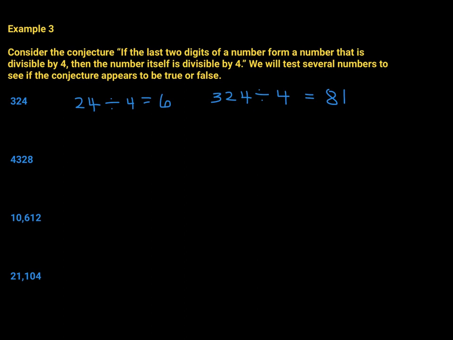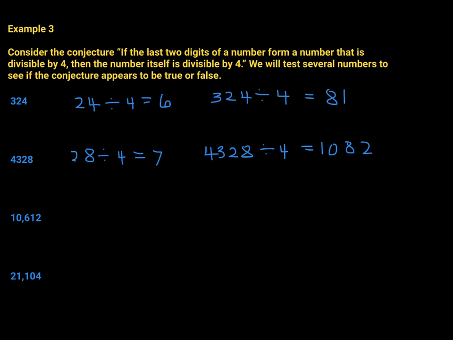So far, it's working. Let's check the number 4,328. The last two digits are 28. We know that 28 is divisible by 4 because the quotient is 7, the remainder is 0. But what about the number itself, 4,328? According to the conjecture, it is also divisible by 4, which means the remainder will be 0. And that is true. The quotient is 1,082 with remainder 0. Once again, we found the conjecture to be true.